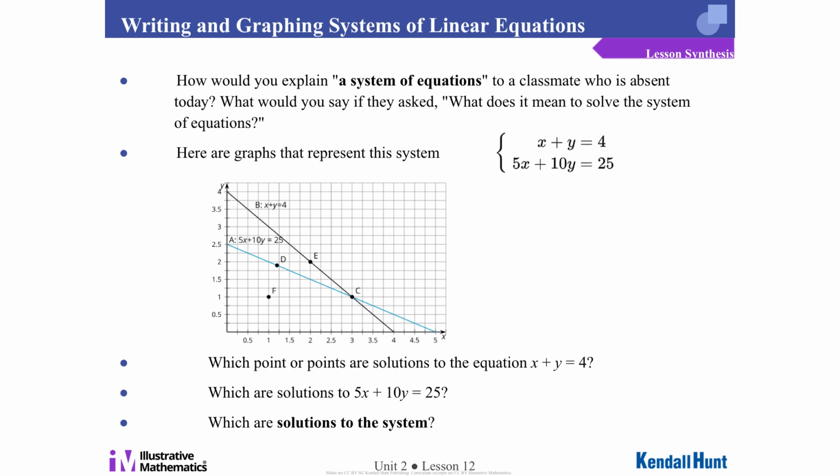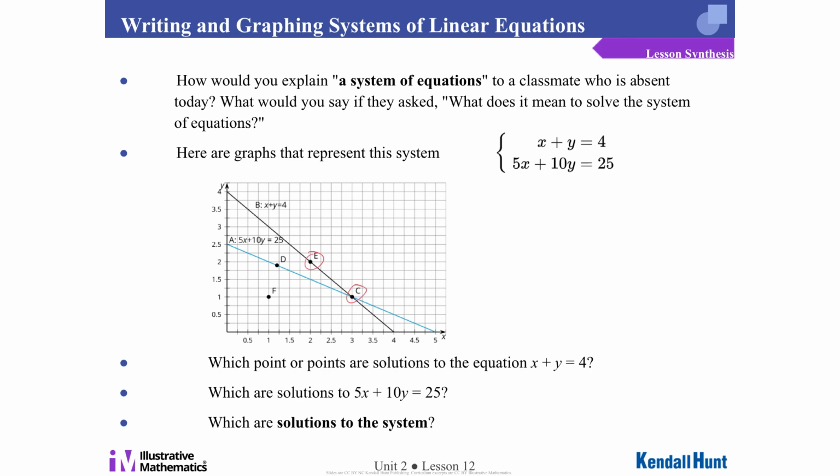Well, for instance, here is a graph. Here are two different equations. One is the black equation, x plus y equals 4, and the other one is the blue line, representing 5x plus 10y equals 25. You can see they have the slope for the lines, they have the y-intercepts, the x-intercepts. So which point or points are solutions to the equation x plus y equals 4? Those points would be your point E and your point C. You can see that they are points on my black line right there.